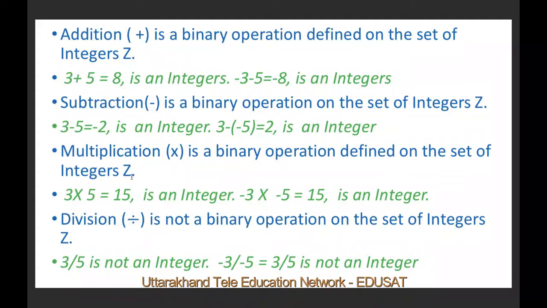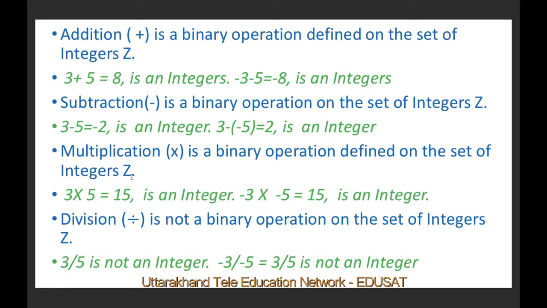Now we come to the set of integers. In integers, again, sum of two integers is an integer. So addition is a binary operation on the set of integers. In the set of integers, subtraction is also a binary operation, because if we subtract any two integers, the resulting number is also an integer.